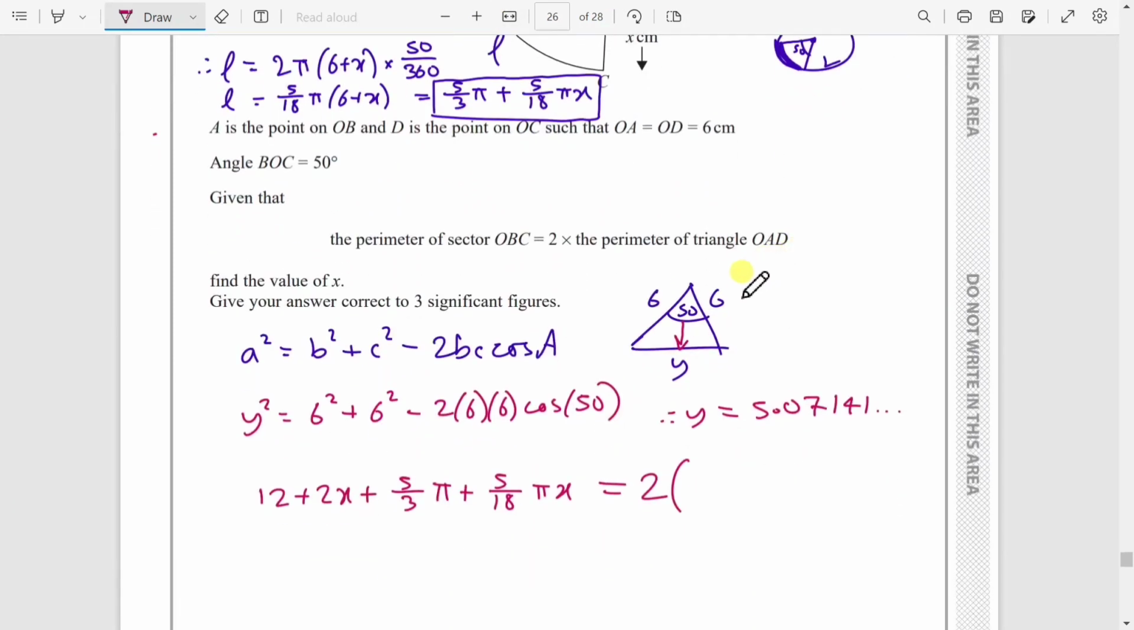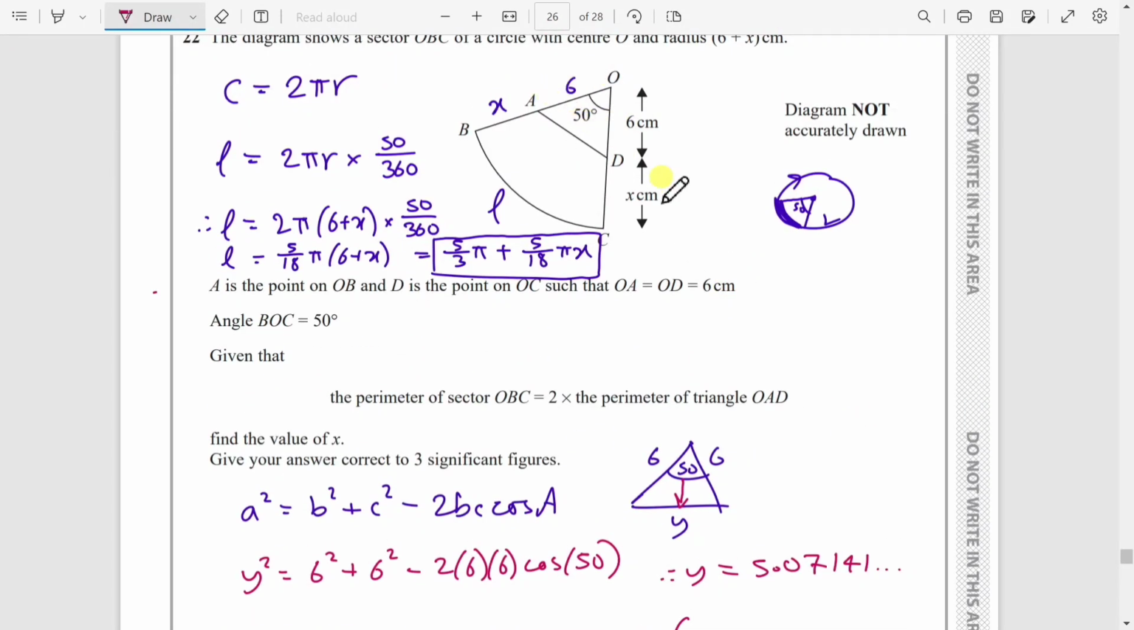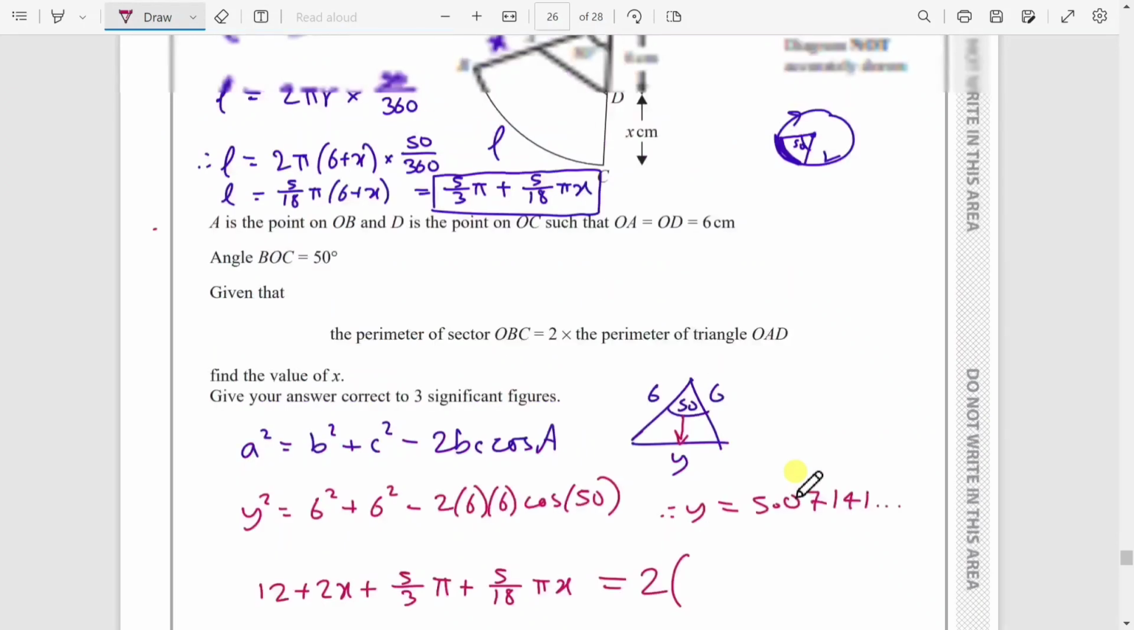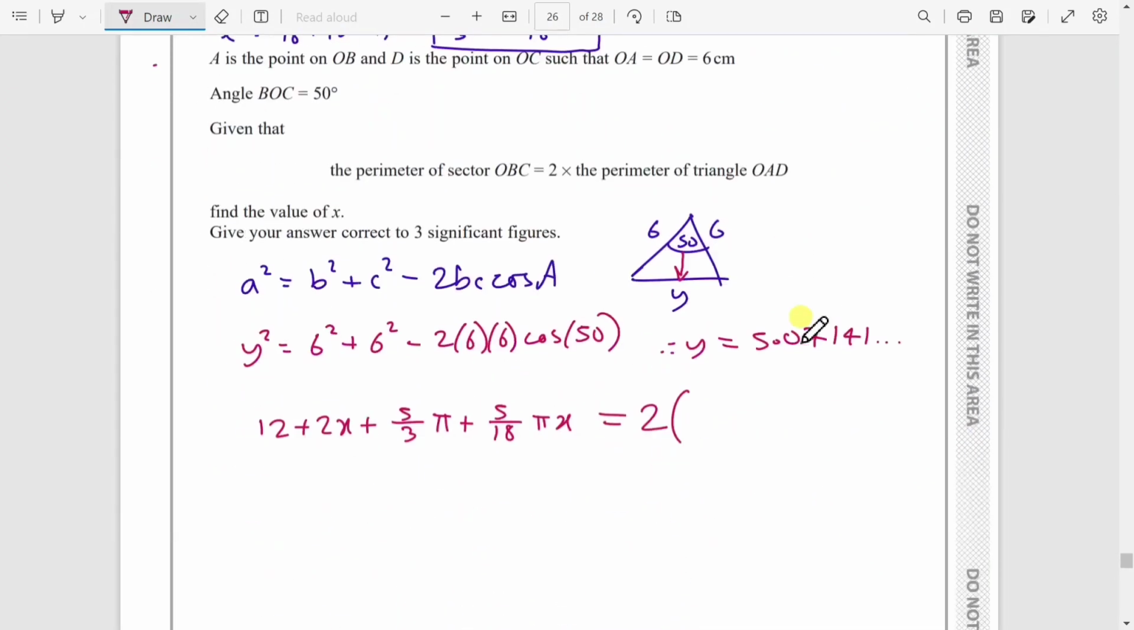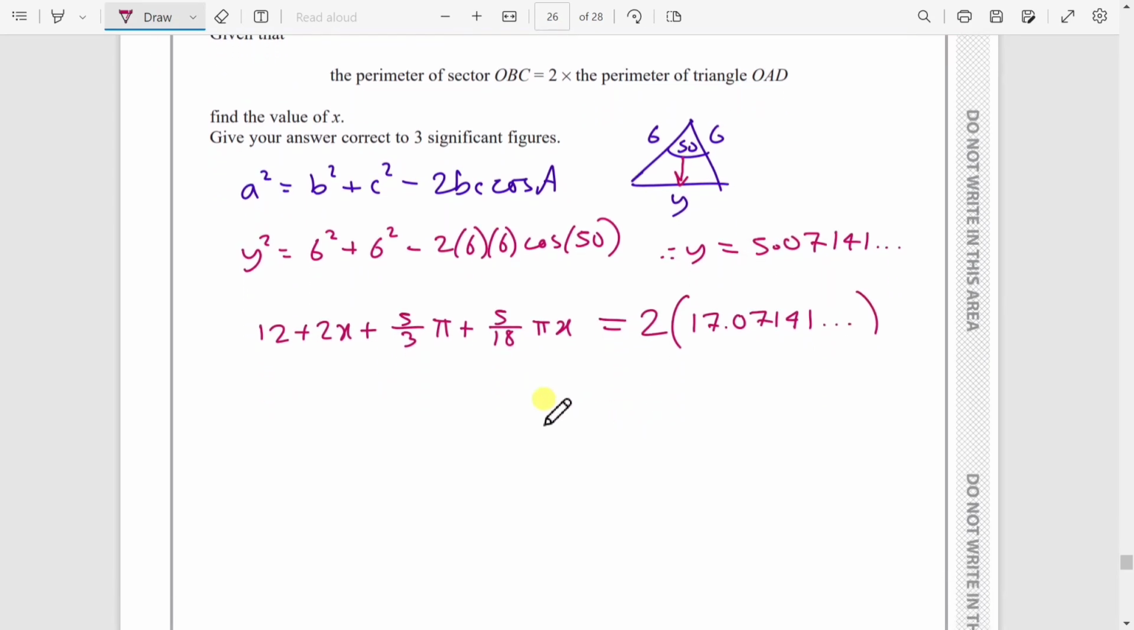So OAD is basically the triangle we just did: 6 plus 6 plus that AD, which was 5.07. Let's add it up. In your calculator, 6 plus 6 is 12, plus the new value you just found, you should get 17.07141... Not bad, so we're near the end now. Let's collect like terms. Add up the non-x terms: 12 plus 5 over 3 pi. Put that in the calculator and you can round it; it should give us something like 17.2359... And then write plus.